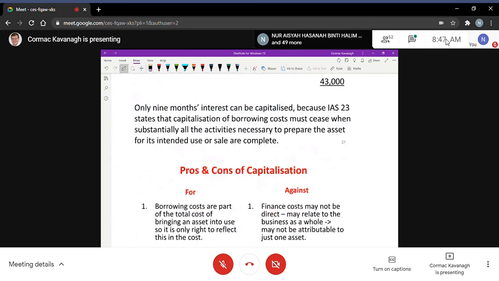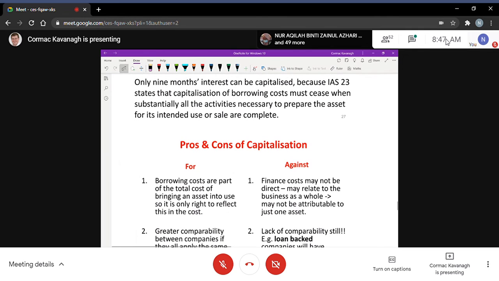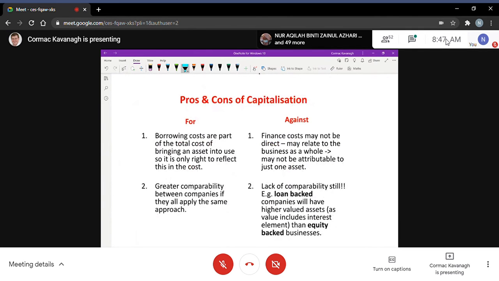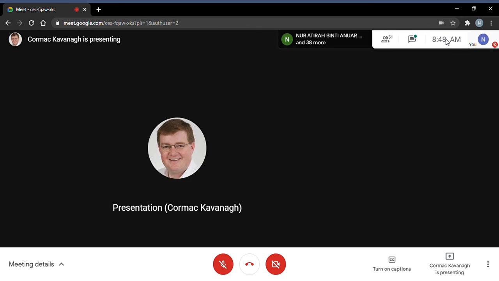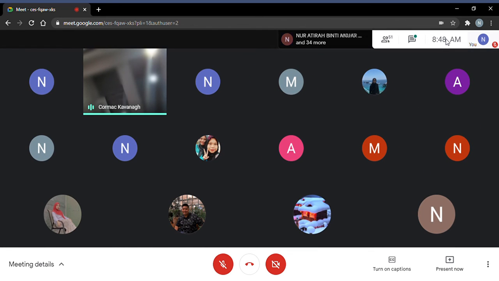The advantages and disadvantages of this approach. The arguments in favor: this is basically a commercial reality that says borrowing costs are part of the total cost of the asset. The company has a choice to make. I can build the asset myself, or I can go and buy it in the market. If I buy in the market, then the builder will have included in their total cost the interest cost.